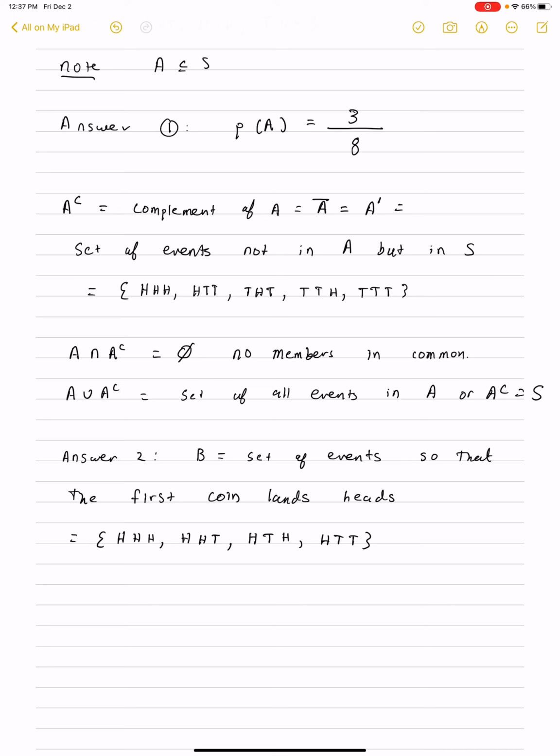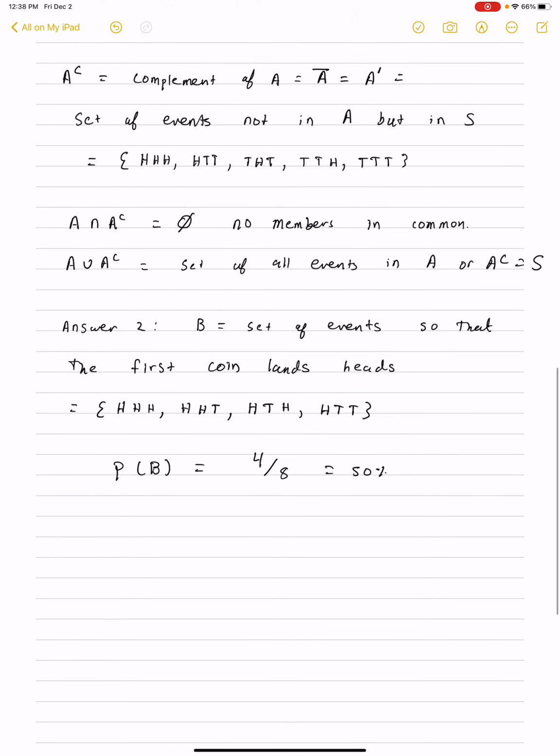So if I write out P of B, this is going to be 4 out of 8. That's 50%. Half the outcomes. Intuitively we knew this was 50% because it's a toss of a fair coin, and it's only concerning the first toss.